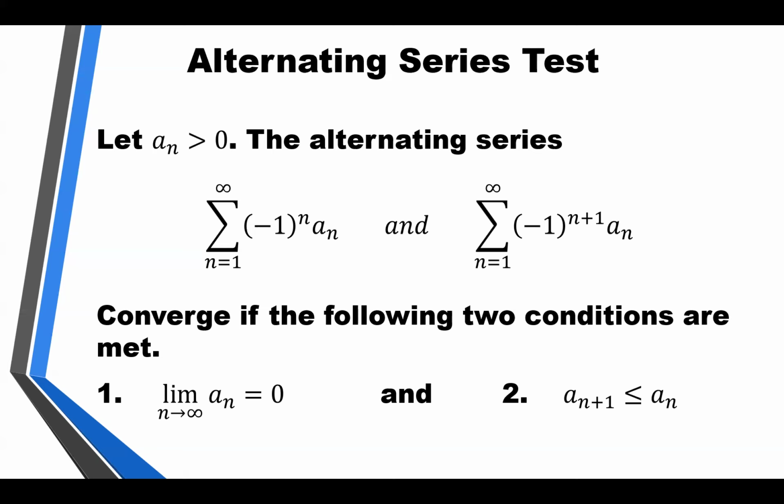By the way, if the limit of these terms is not 0, then based on the divergence rule, the alternating series would diverge. So if the limit is not 0, then the series diverges. This is a really, really nice test. Very efficient, very quick, when we have an alternating series.